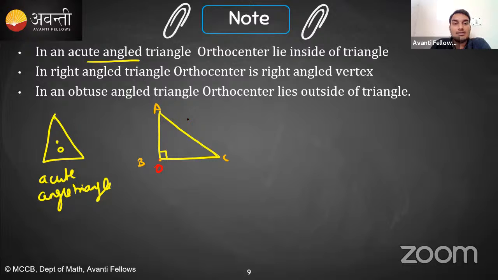It means that all three altitudes will intersect at a point. If you know the point of intersection of two altitudes, you can be very sure that the third altitude, meaning if you draw a perpendicular on this side AC, will also pass through O. Once the intersection of two altitudes is known, clearly that will be the orthocenter.